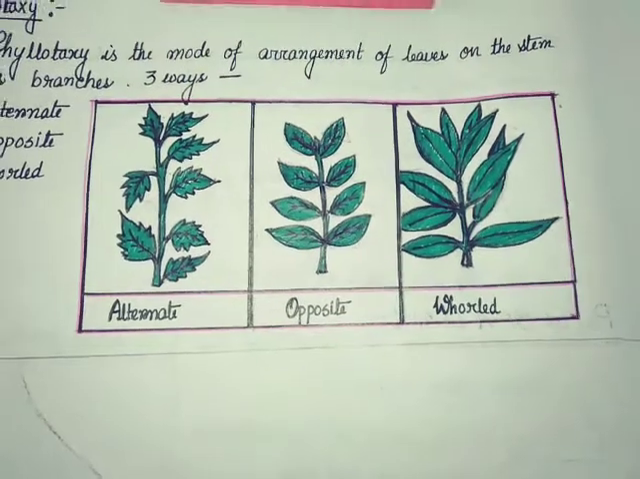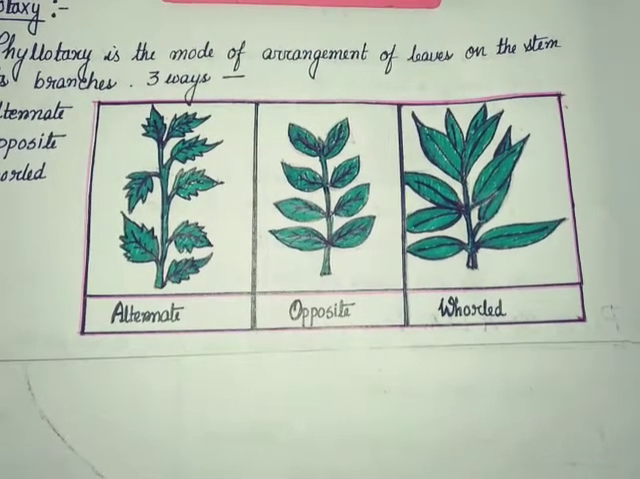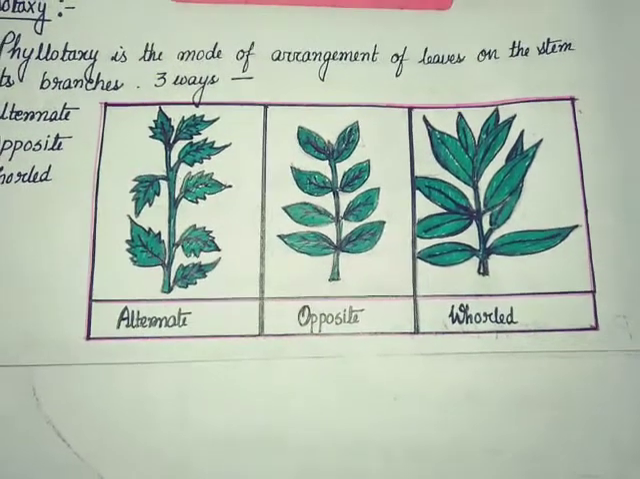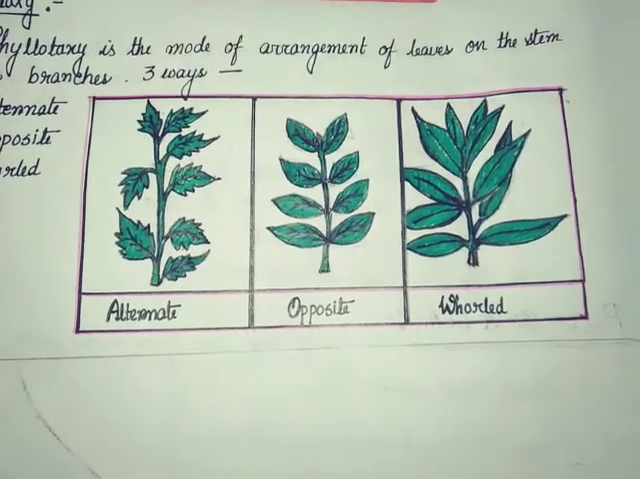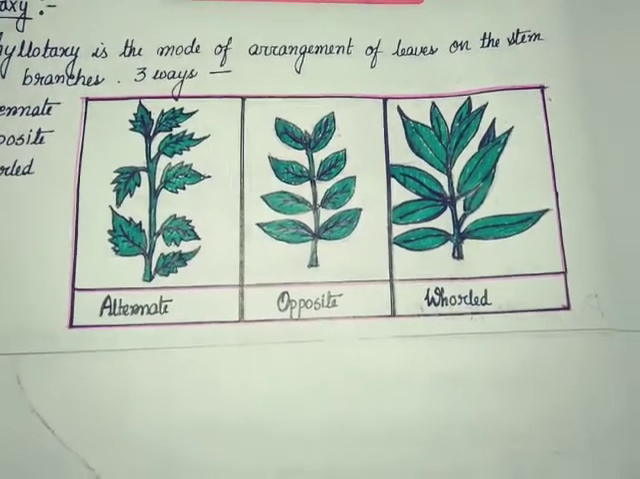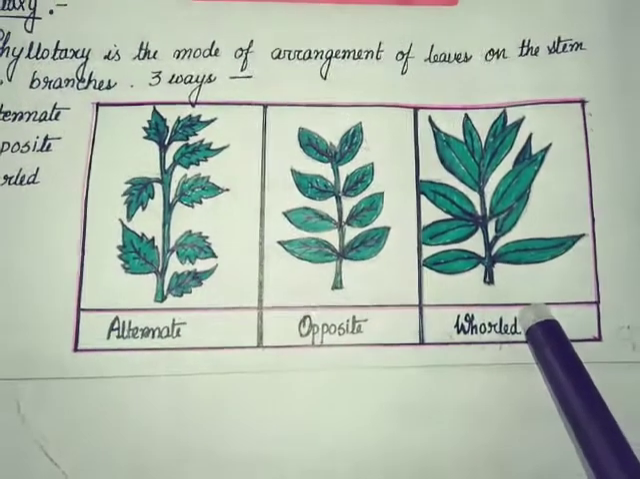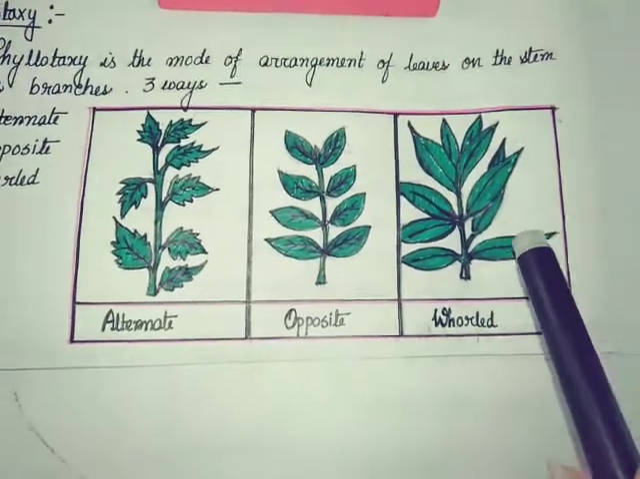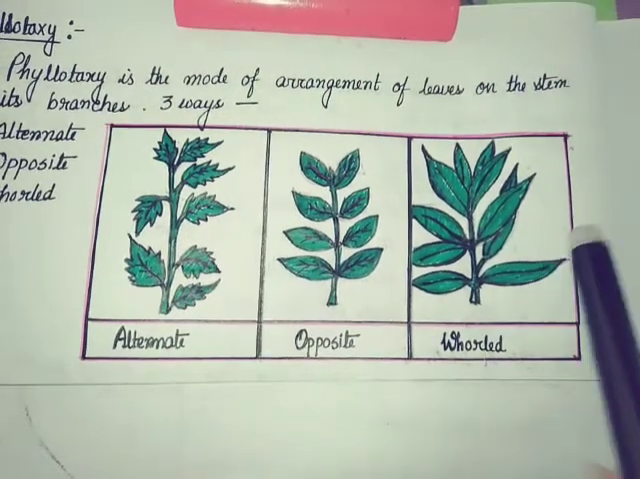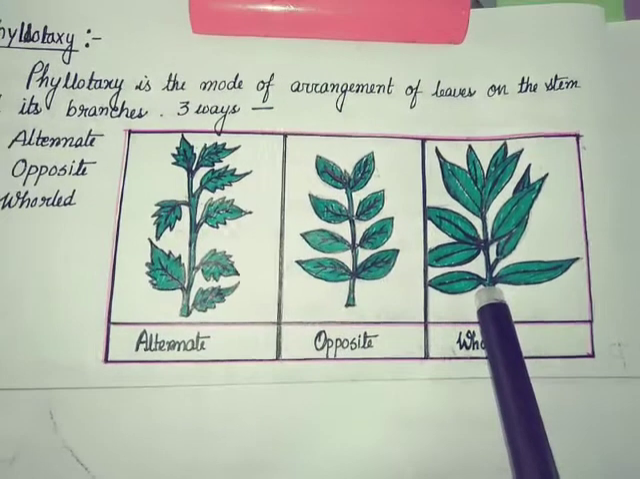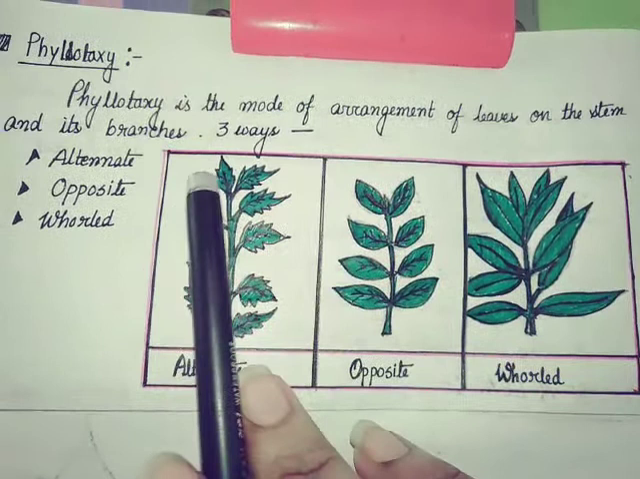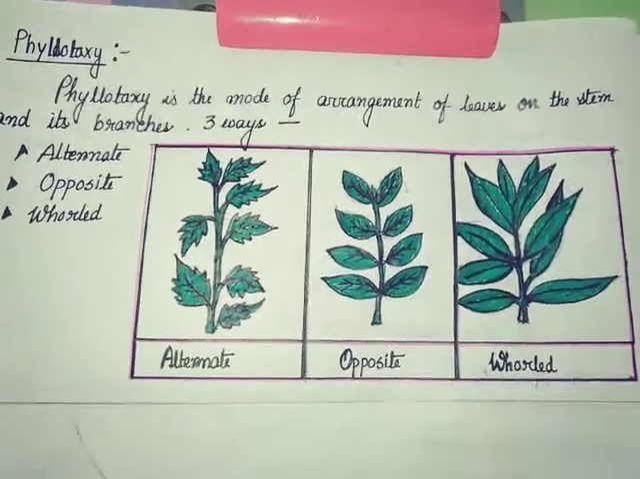And the last one is the whorl. In this type of phyllotaxy, more than two leaves are present at each node, forming a whorl. Such type of leaf arrangement is seen in the devil tree. So the last one is the whorl phyllotaxy. In this type of phyllotaxy, more than two leaves can arise from each node. For example, devil tree.